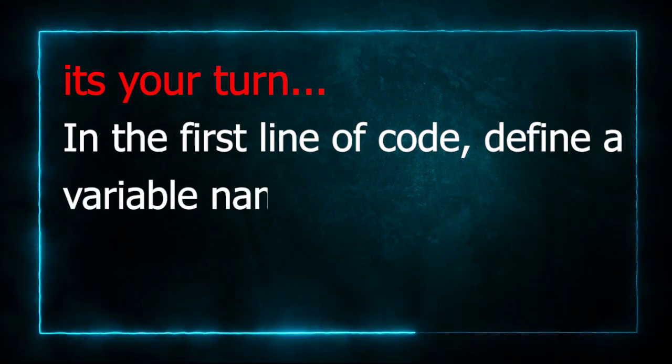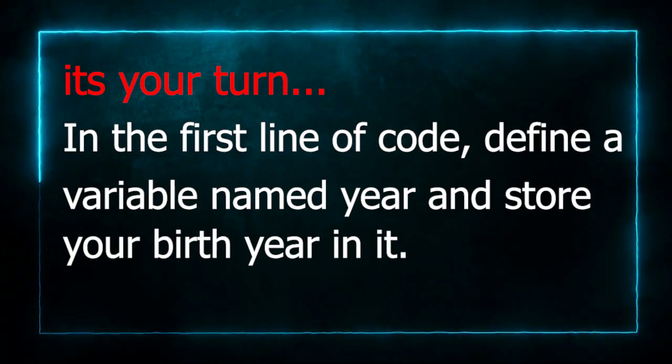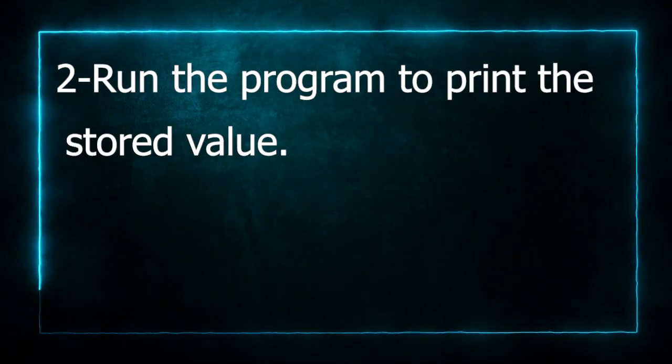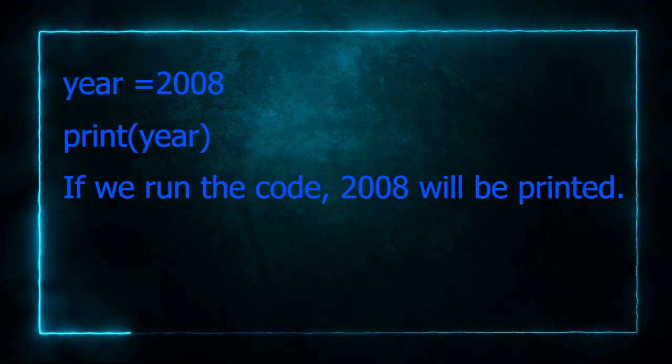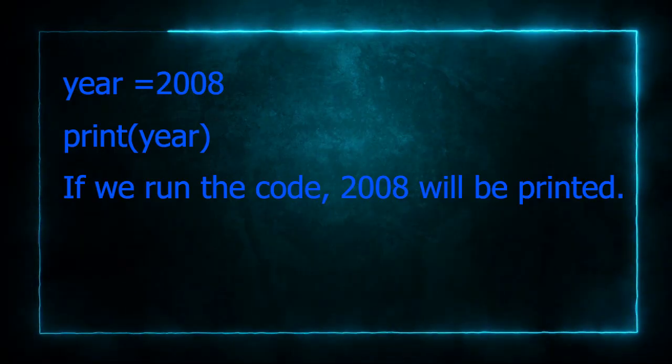It's your turn. In the first line of code, define a variable named year and store your birth year in it. Two, run the program to print the stored value. year = 2008, print(year). If we run the code, 2008 will be printed.